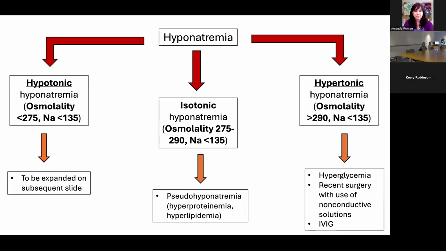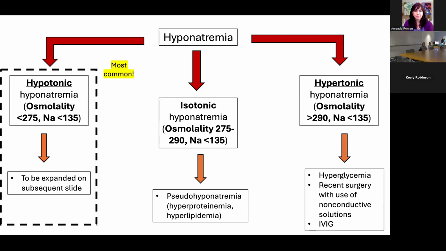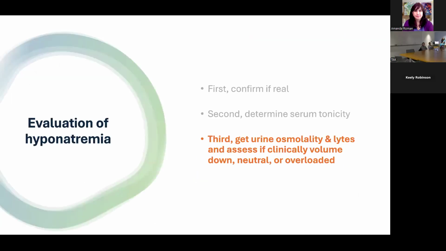And for hypertonic hyponatremia, you want to be looking at whether the patient has diabetes and is hyperglycemic. We talked about the use of non-conductive solutions like glycine and mannitol in surgery, such as hysteroscopies. And IVIG, because it is prepared in a solution that contains sugars like mannitol, sorbitol, things like that. The hypotonic situation is the most common though, so that's what I'll talk about in a second.